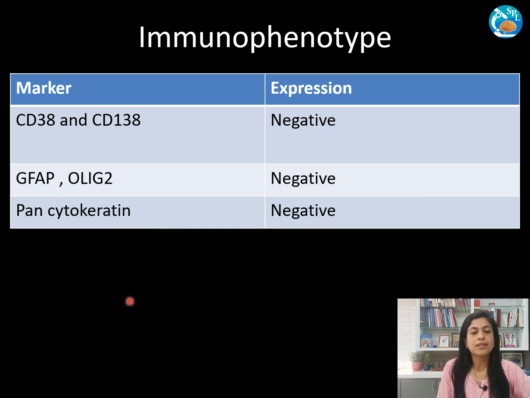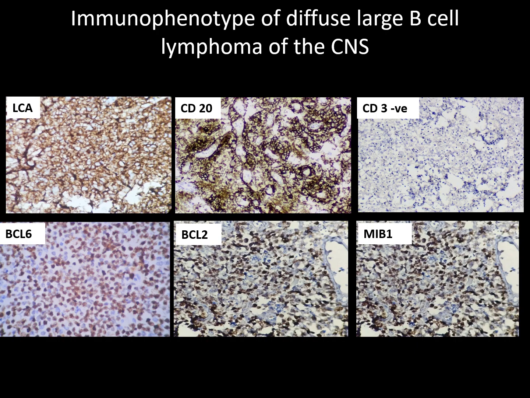We should get CD38 and CD138 done, which are negative when there is no plasmacytic differentiation. GFAP and OLIG2 are done to rule out small cell glioblastomas, or even anaplastic oligodendrogliomas may look like lymphomas at times. And cytokeratin should be done to rule out metastatic carcinomas. So this is the immunoprofile.